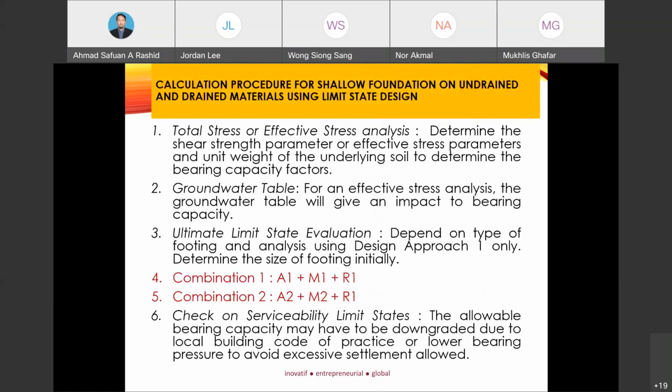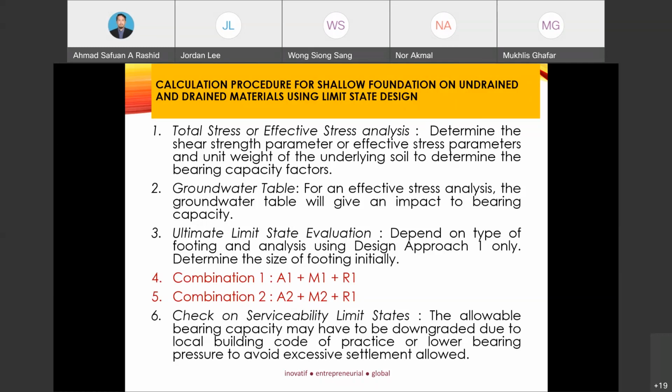So the calculation procedure for shallow foundations on undrained and drained material: use limit state design, total stress or effective stress analysis, and determine the shear strength parameters or effective stress parameters and unit weight of the underlying soil. Then determine the bearing capacity factors, groundwater level and effective stress analysis. The groundwater table will have an impact on bearing capacity. Ultimate limit state evaluation depends on the type of footing and analysis using Design Approach 1 only. Determine the size of the footing initially. So we have Combination 1 and 2 for Design Approach 1.